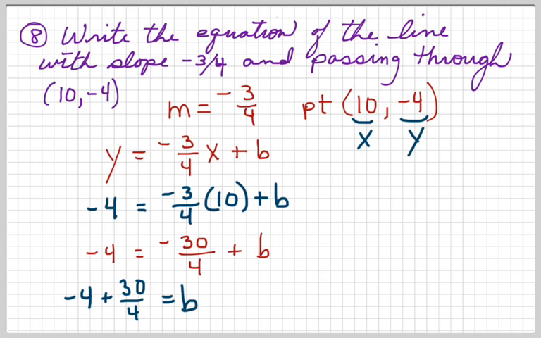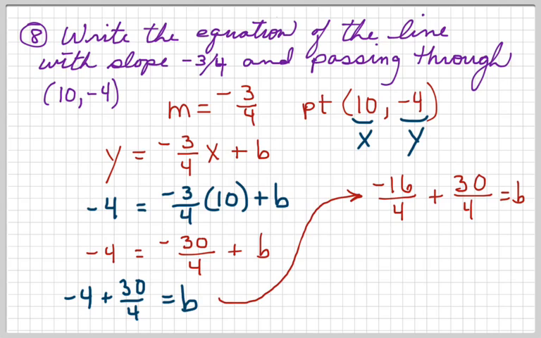So I'll go ahead and show you all the math here so you can see it. I'd get out my calculator at that point, but we'll get a common denominator. Negative 16/4 is the same as negative 4. And I'm adding that to 30/4 to figure out what b is. And so I get 14/4, which is 7/2 is b. Now don't forget to write your final equation.